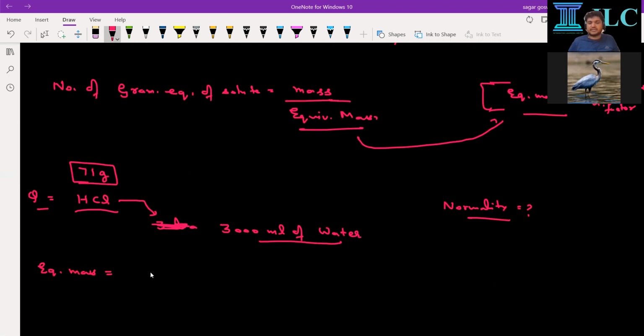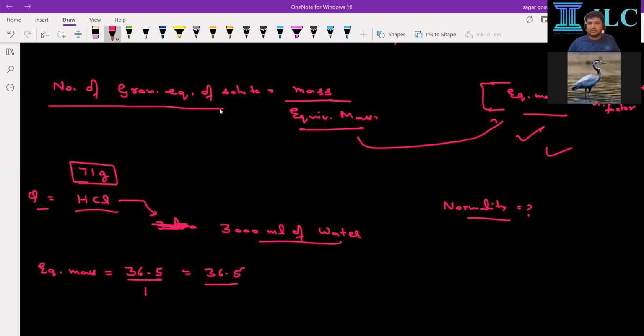What is the molar mass of HCl? 1 plus 35.5, so total it will become 36.5. And what is the n factor for HCl? How many H is it giving? 1. So its equivalent mass is 36.5. So we have found the equivalent mass.